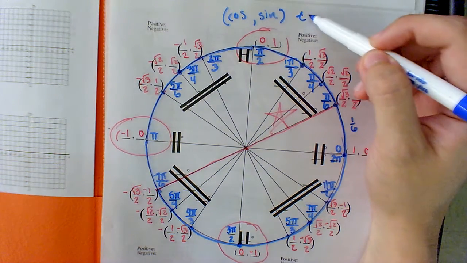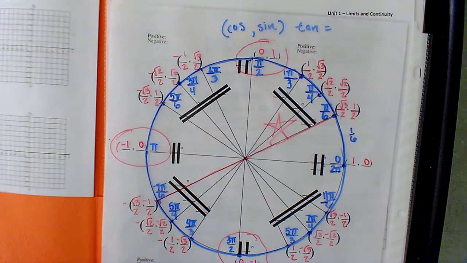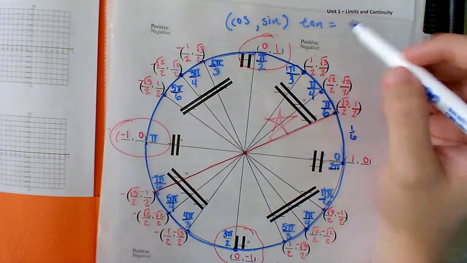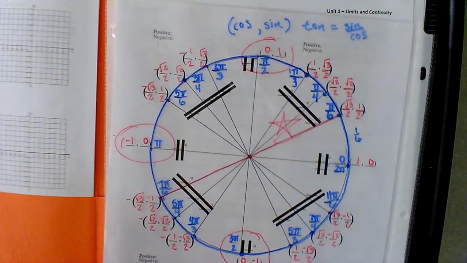The third one is tangent. How is tangent related to cosine and sine? What's the relationship? Sine divided by cosine. Good. All right, so those are some big ones there.